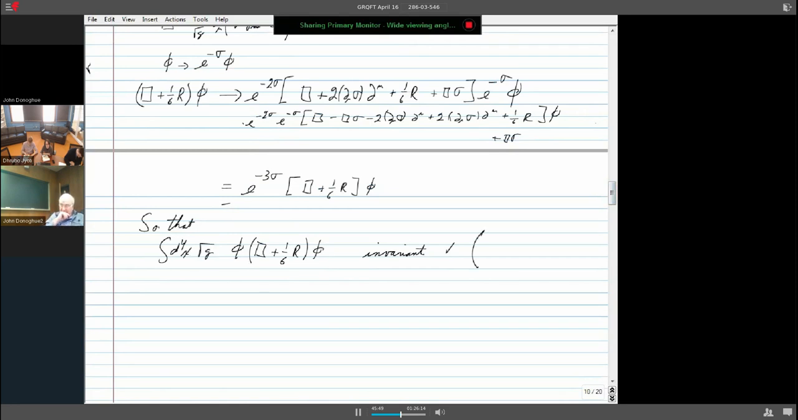So this gives an invariant wave equation, and it's not hard to see then that if I have the integral d^4x square root of g phi times box plus 1/6 R phi, this is invariant because square root of g goes like e^(4σ), phi goes like e^(-σ), and box plus 1/6 R goes like e^(-3σ). All the sigmas cancel out. This is invariant.